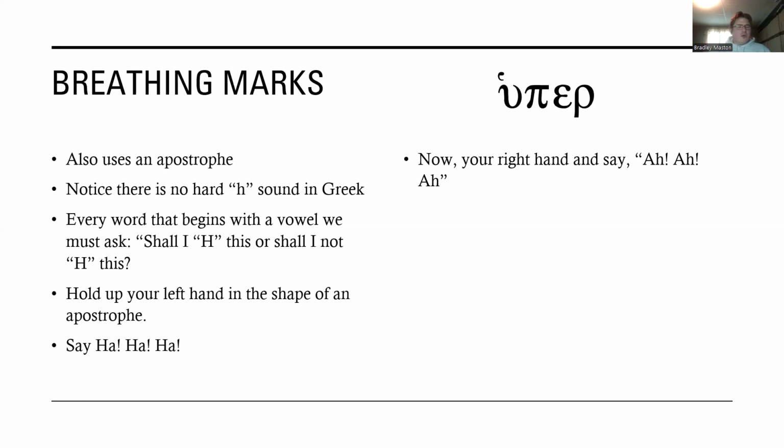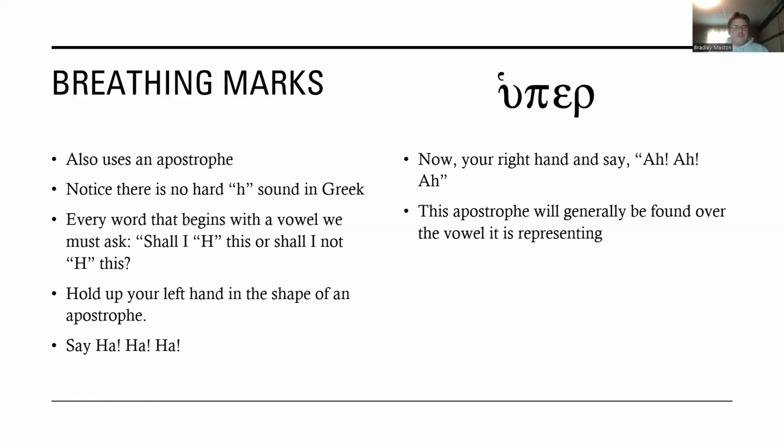A lot of those words will be familiar to you, and there is a rhythm to it. You start to realize which words will be preceded with an H sound and which ones will not. So this apostrophe will generally be found over the vowel or the diphthong that it represents. If the second letter is also part of a diphthong, you might see it towards the center, even over the second letter. But it's referring to adding a rough breathing or a smooth breathing, right? And hopefully that terminology makes sense.